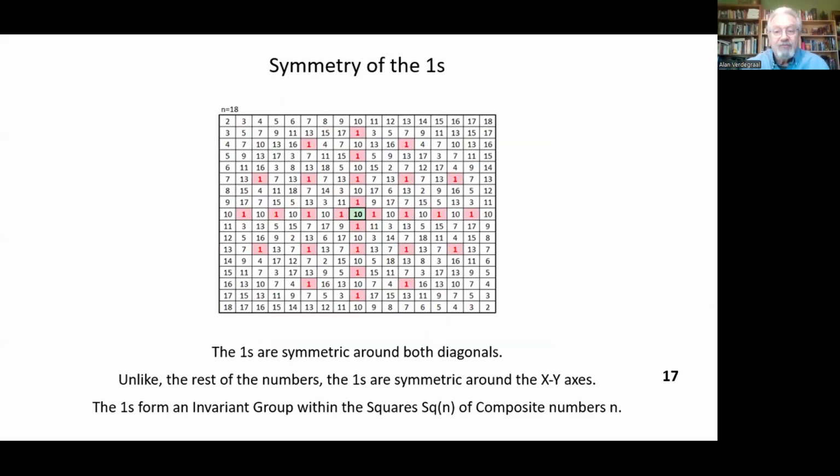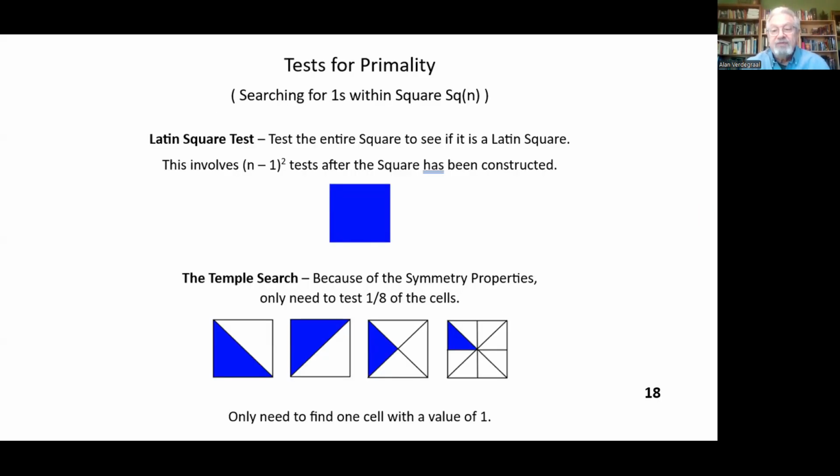However, the pattern of ones for composite numbers are symmetric on the xy axis. The ones form an invariant group regarding composite squares. We can fold, turn, flip, go on the diagonals, do pretty much anything we want with this, and the pattern of ones will never change. Visually, this is interesting since the ones seem to be totally independent of all the other numbers. This allows for some novel strategies for testing primality of a number n.